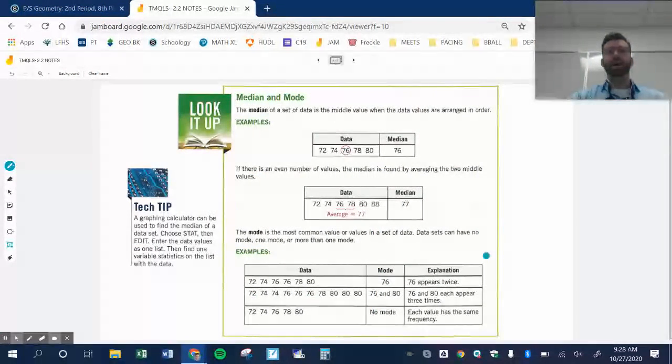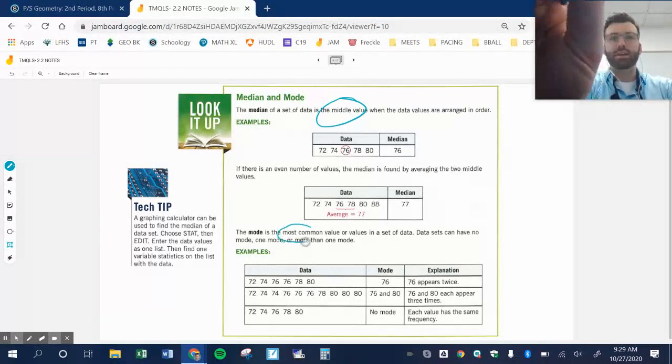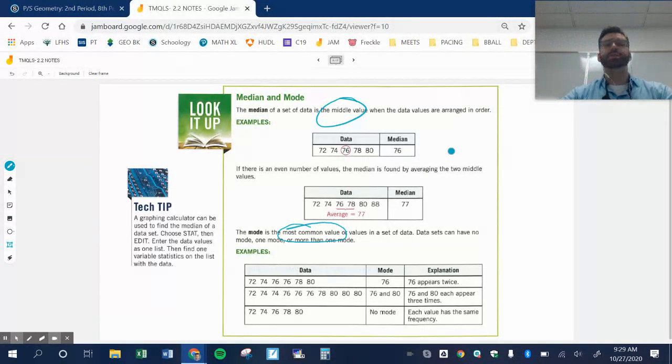Okay, next one here, we're going to talk about median and mode. We've talked about mean, obviously, we just finished talking about mean. That's our average. Median is the middle of a data set when it's arranged from least to greatest. Mode is the most common value or values in a data set. Those are our two differences. Median is the middle. Mode is the most common.